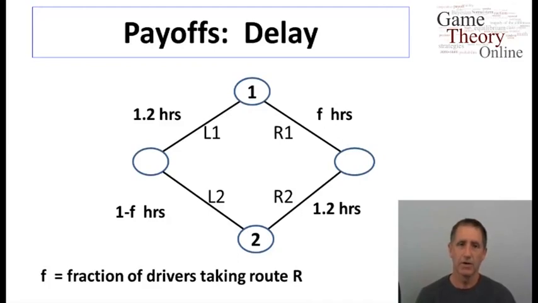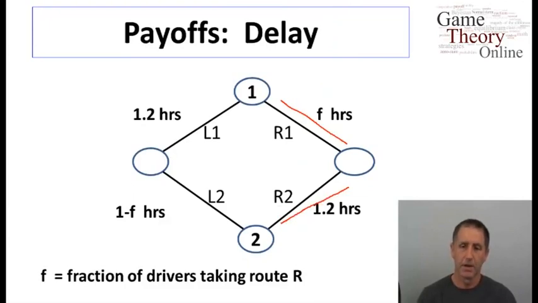If they go down the right, then the first leg of the trip, the delay there depends on how many people chose that route. So call the fraction of the drivers who drove that way f. F is between 0 and 1, and that is the delay. The higher the fraction, the longer the delay. And the second leg is more straightforward. It's a fixed delay of 1.2 hours.